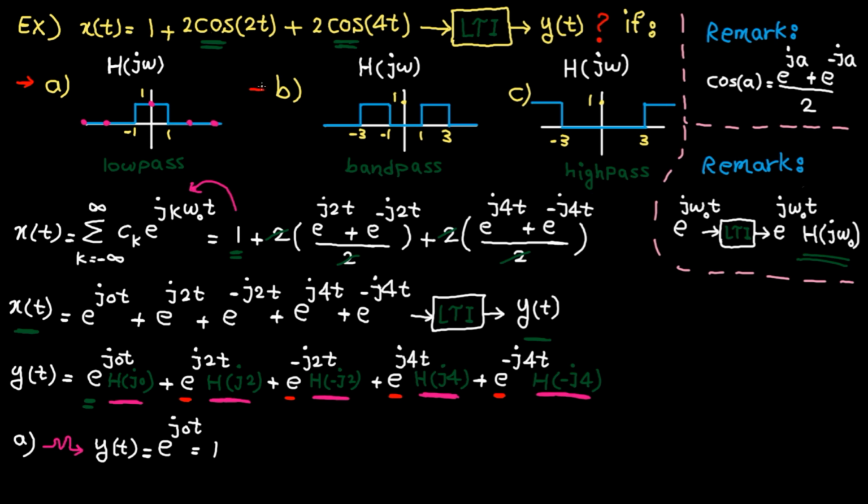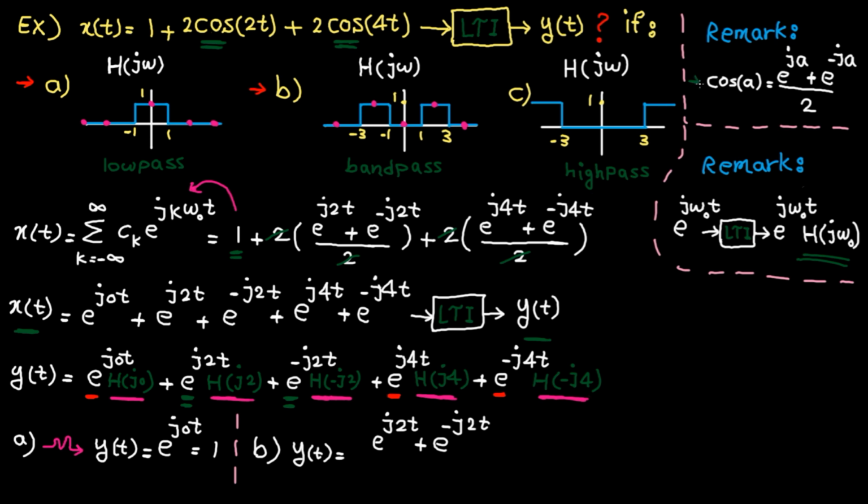Let's consider the second case. First, let me erase these lines. In this case, h at 0 is 0, so the system rejects this signal. H at 2 is 1, therefore the system lets this signal pass. The same thing for minus 2. H at 4 is 0, so the system rejects this signal. The same thing for minus 4. So these guys are the only signals which are passed by the system. So the output is this.